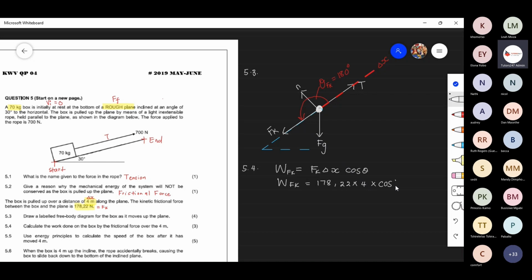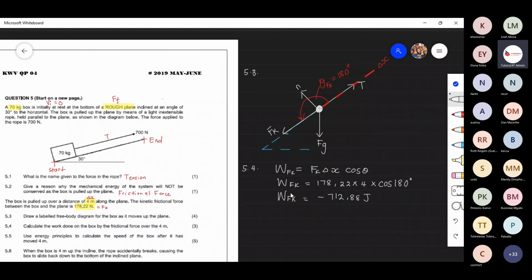So we substitute 180 degrees, and we will therefore put this into our calculator. So we put in 178.22 times 4 times cos of 180, and that is going to give us negative 712.88 joules. Why do you have a negative sign?